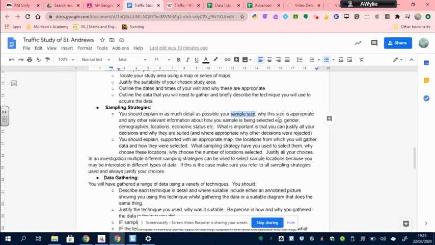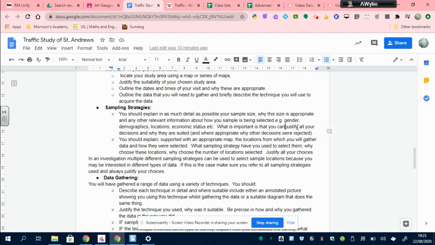And you've got to say, if it's a survey of people, what are you going to break that down into? Gender, demographics? That's age groups. Are you going to look at the economic status? Think about what's practical. What can you achieve? Okay. So you must justify your decisions.